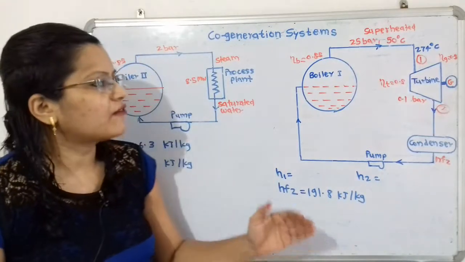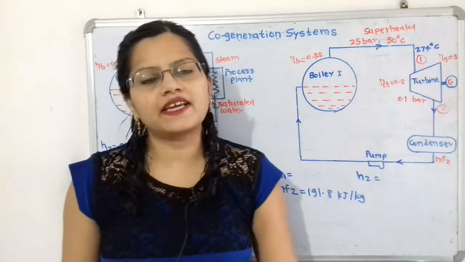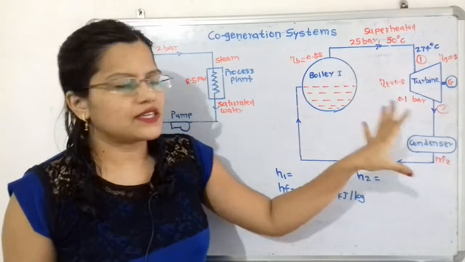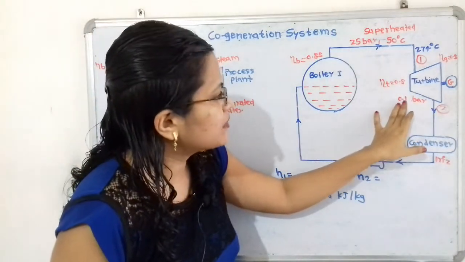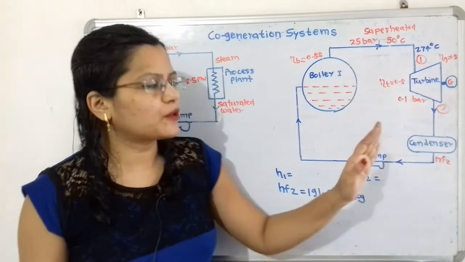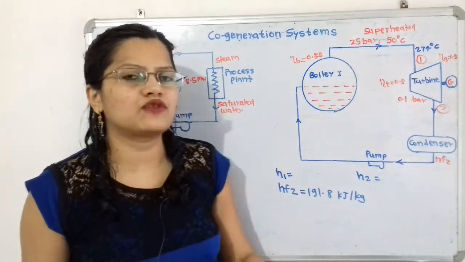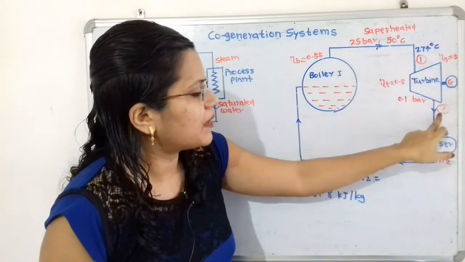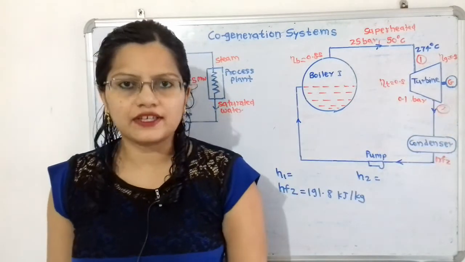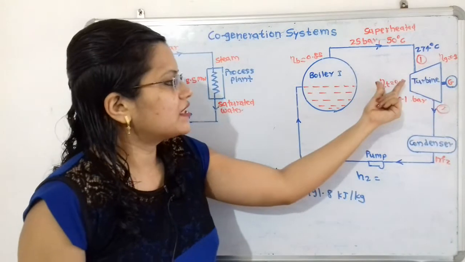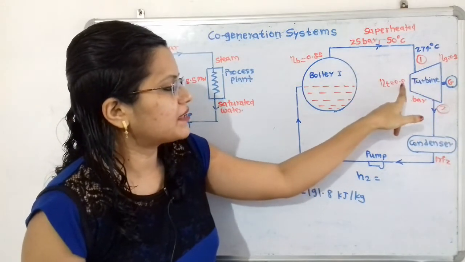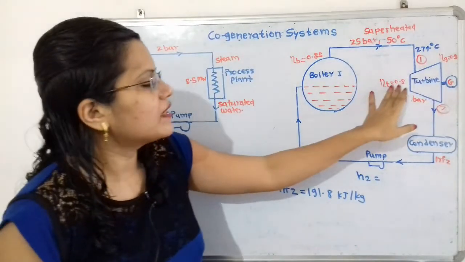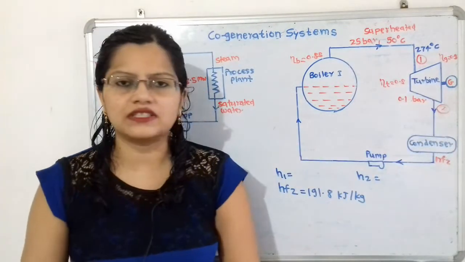Now we have to find out the enthalpy at the exit of the turbine. So here for this system, the pressure is given 0.1 bar. The process is isentropic, that means entropy remains constant. So at this point 2, or at the exit of the turbine, we will calculate the enthalpy H2. We will also consider the turbine efficiency, eta turbine, 0.8, that is given, and we will consider this and calculate this H2.